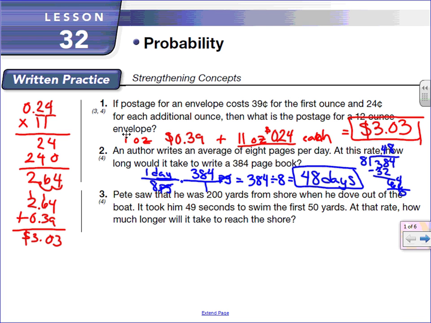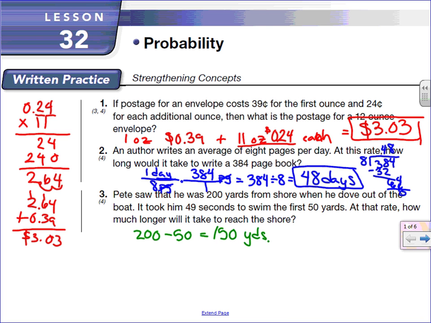Pete saw that he was 200 yards from shore when he dove out of the boat. It took him 49 seconds to swim the first 50 yards. At this rate, how much longer will it take him to reach the shore? So he's already swam 50 of the 200 yards. So 200 minus 50 means he has 150 yards left.